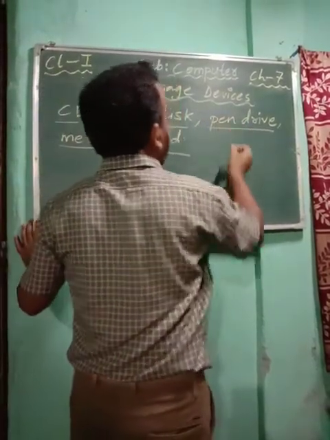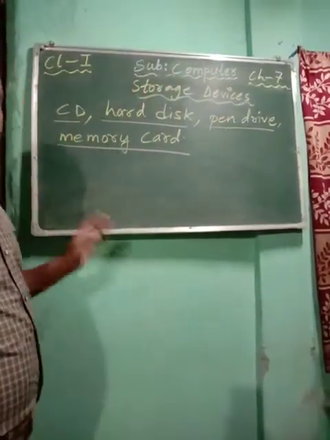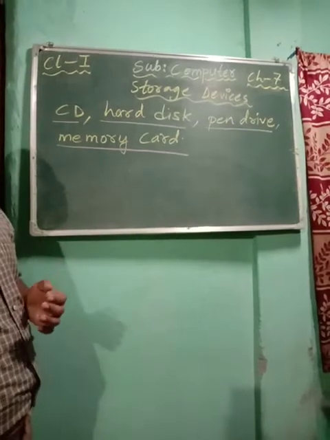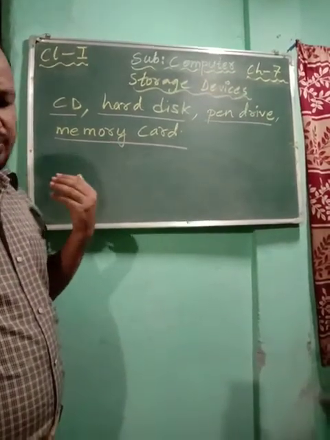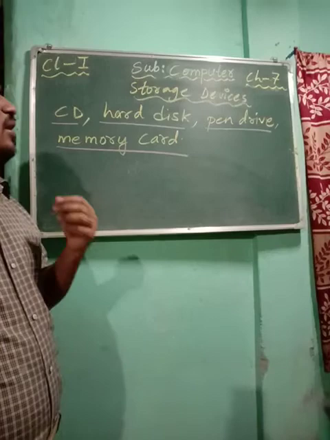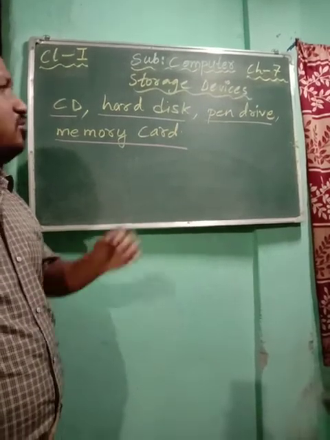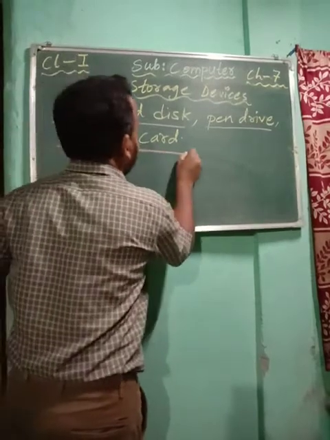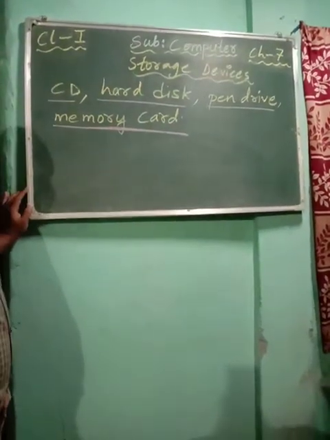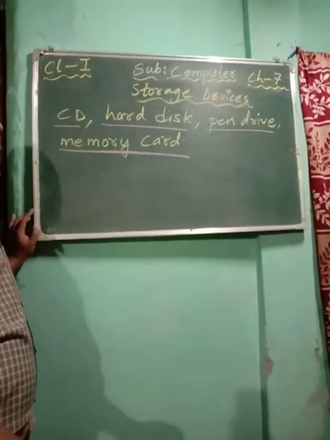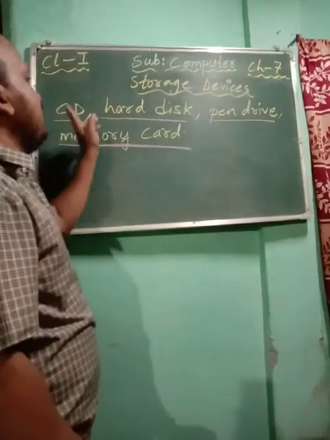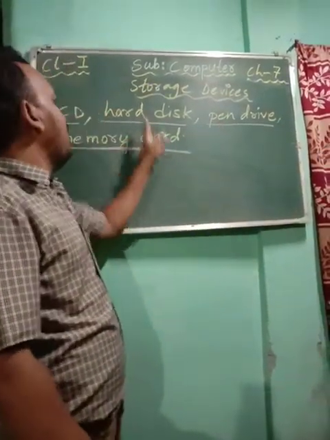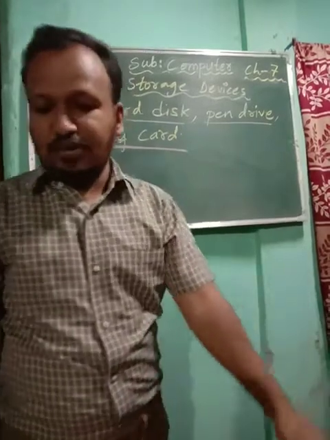So in a pen drive also you can store everything: information, articles, any videos you have, songs you have, rhymes you have. Everything you can record in the pen drive. In a memory card too, you can record everything. So these all, CD, hard disk, pen drive, memory card, are storage devices.